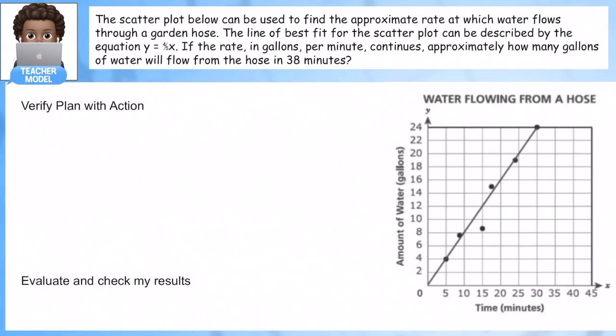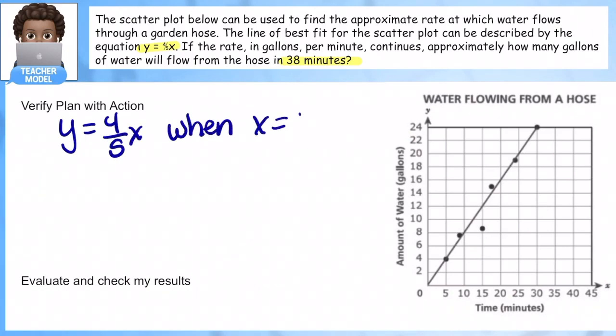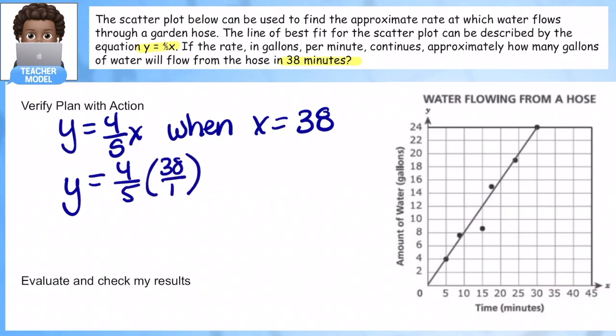Okay, for this plan, we already have our equation. It's given to us. We want to find what the water flow is when 38 minutes have passed. So our goal for this one is just to evaluate the expression y equals 4/5 x when x equals 38. So that's what we're going to do. We're just going to substitute 4/5 times 38. I am going to put it over 1 so we can solve that out. Bottom part is pretty easy. It's just 5.